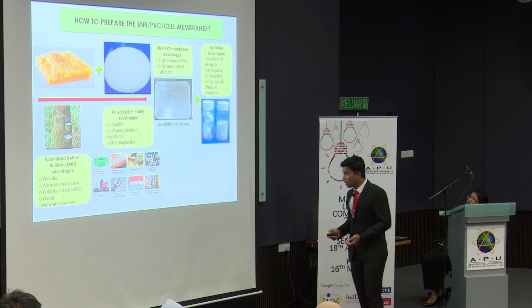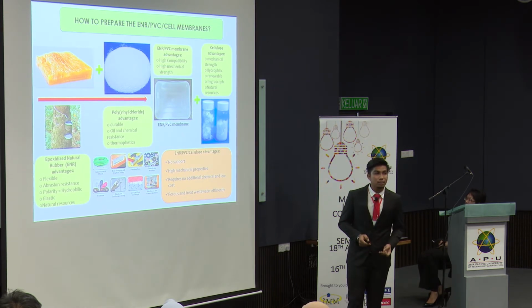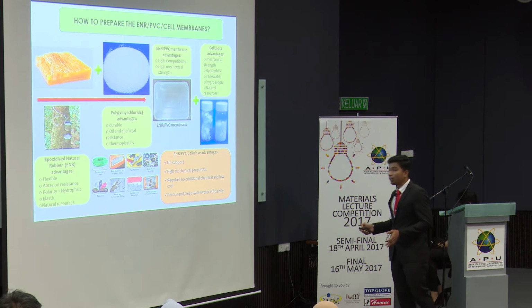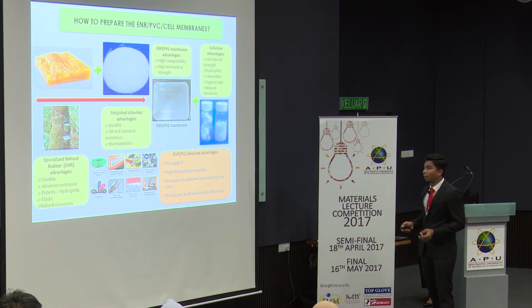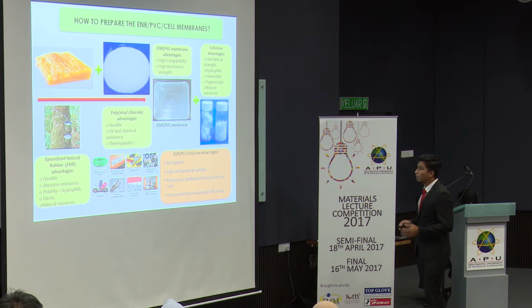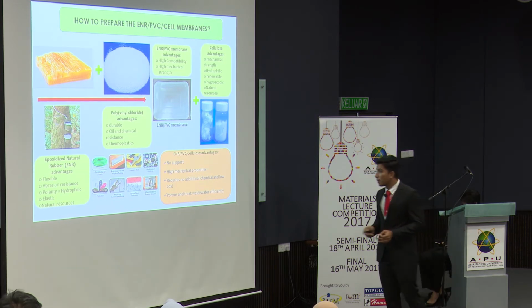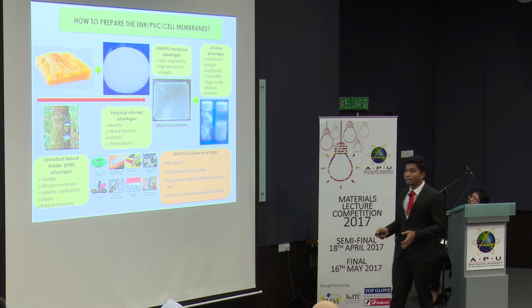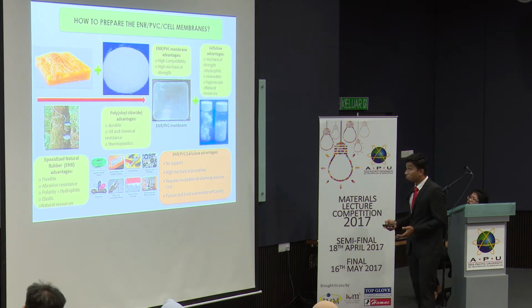resource. So the advantage of the ENR PVC cellulose membrane compared to the commercial membrane is that this membrane requires no support, it has high mechanical properties, it requires no additional chemicals, and it is low cost because we are using natural resources. It is also very porous and can take wastewater efficiently.